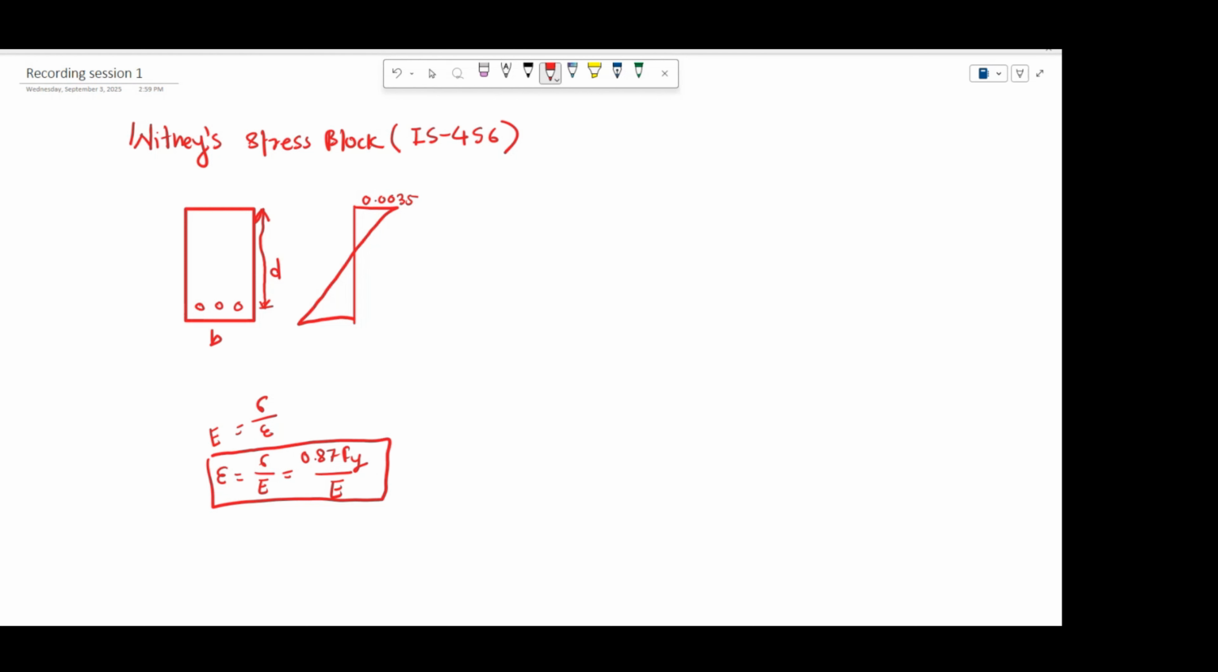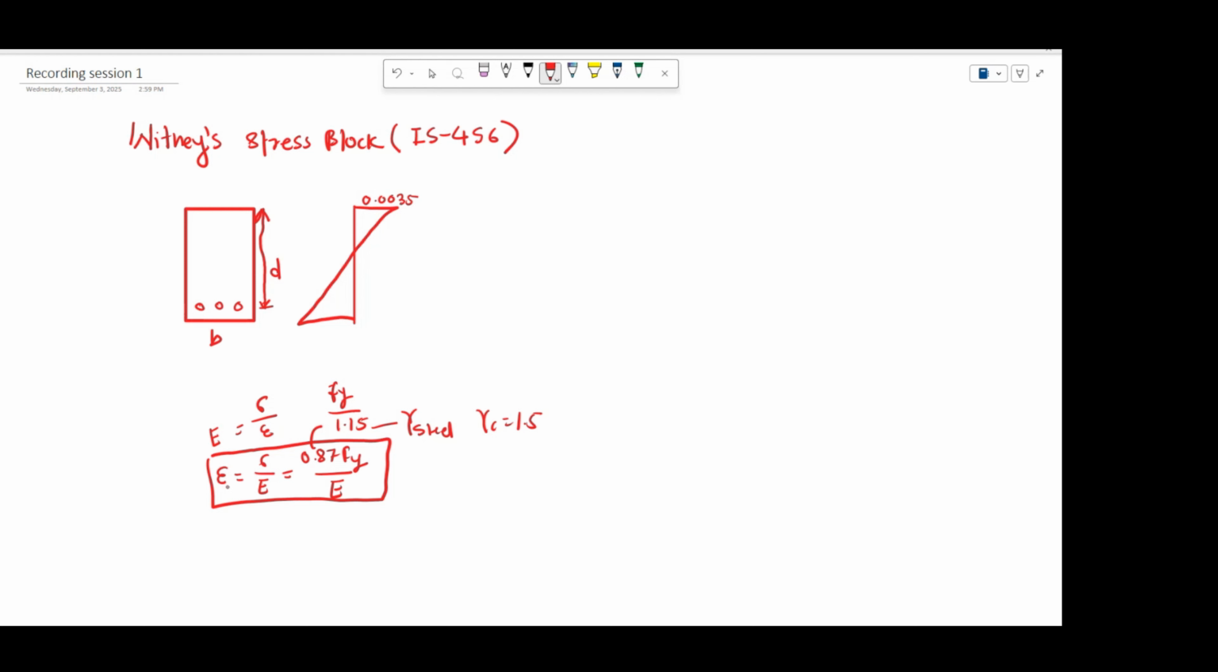If anybody has a doubt how this 0.87 is coming, this is just the overall yield strength of steel after considering the partial safety factor of steel. So let's say Fy divided by 1.15. So 1.15 is the partial safety factor that you take for steel, and for concrete we take it as 1.5, as per the different codal provisions. As of now we are talking about IS 456, so everything I'm telling you is with respect to that.